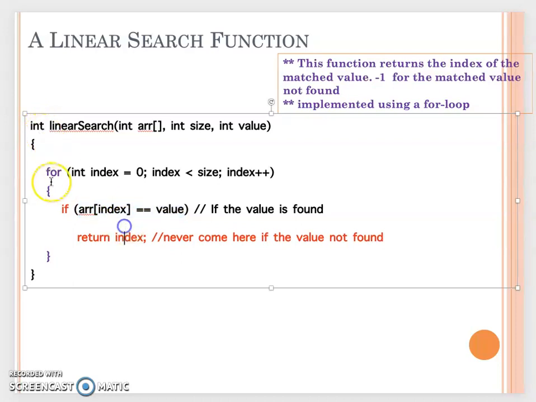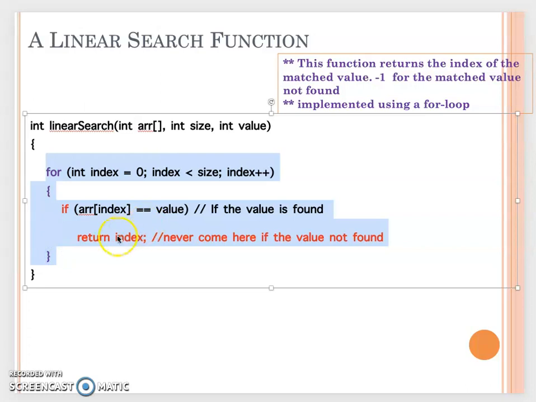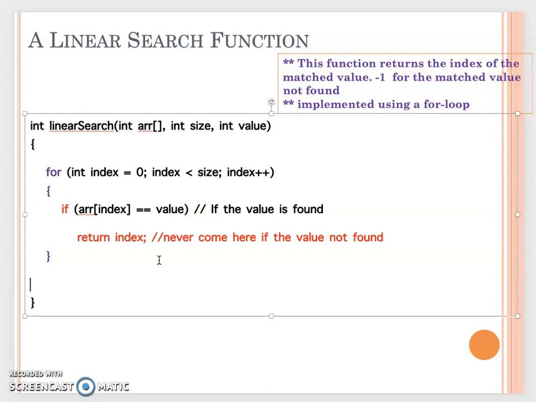So in the for loop, I successfully return the index value if the matching value is found, but I didn't process the case where the matching value is not found. So here we need to add something after the for loop. This one is for when the match value is not found.